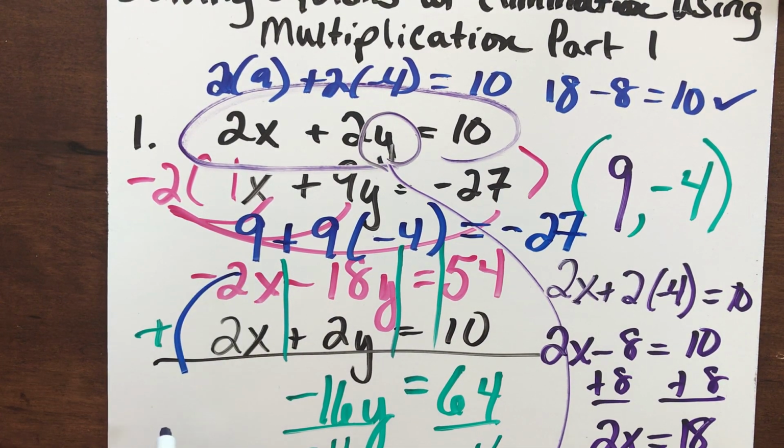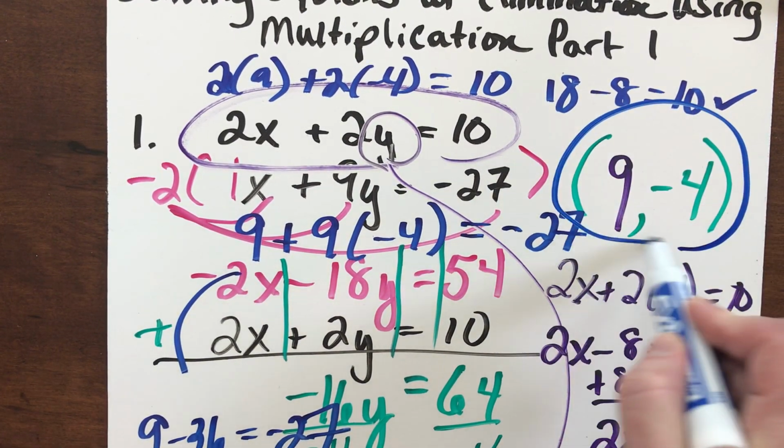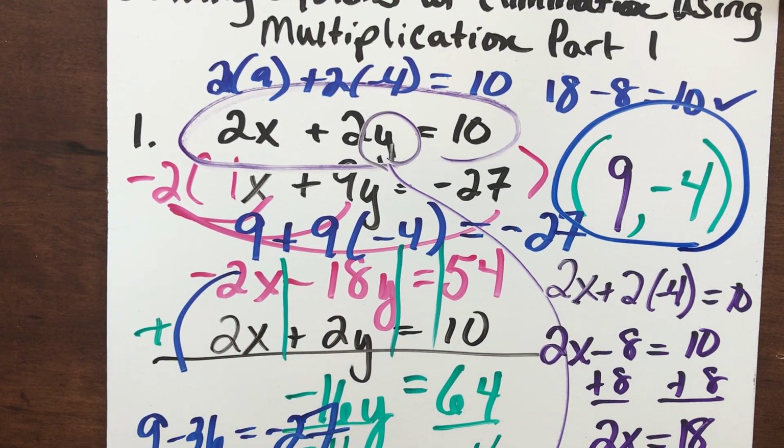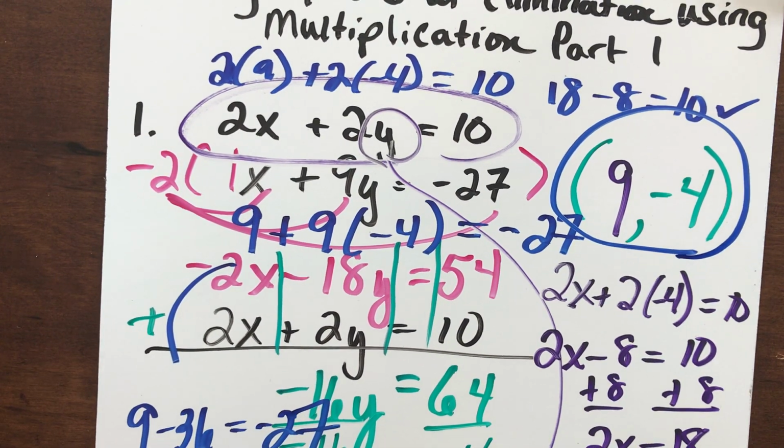I'm going to come down here. So we have 9 minus 36 equals -27. 9 minus 36 is -27. So -27 equals -27, so we did it right. So that is our answer for that particular problem. Okay? All right, let's look at another one.